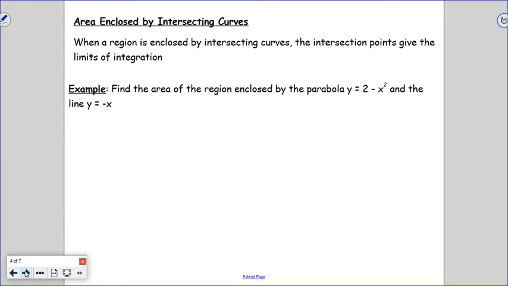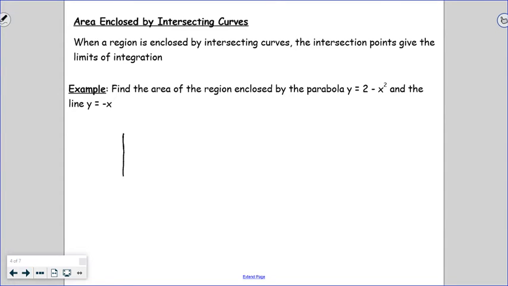So our example of this, and again, I'm going to stick with non-calculator here for one more example. Find the area of the region enclosed by the parabola y equals 2 minus x squared and the line y equals negative x. One of the things I would always encourage you to do is just draw a picture of what's going on so you can visualize, especially as we have to think through what is our top function and what is our bottom function. Since we're finding the area between them, we need to subtract top minus bottom.